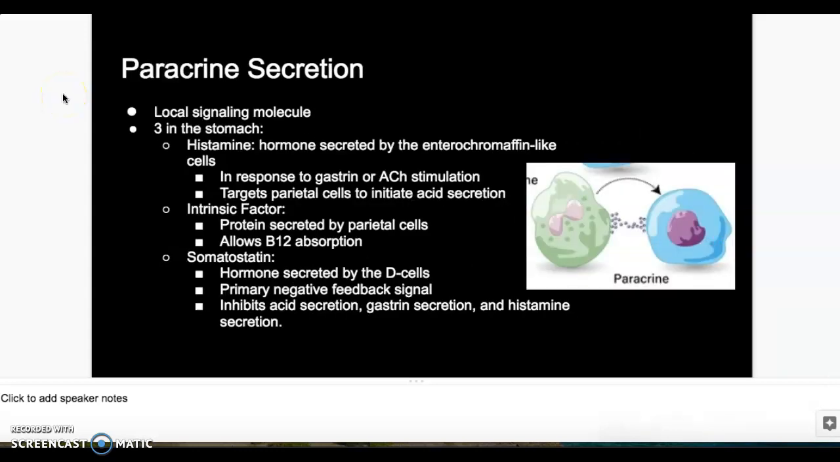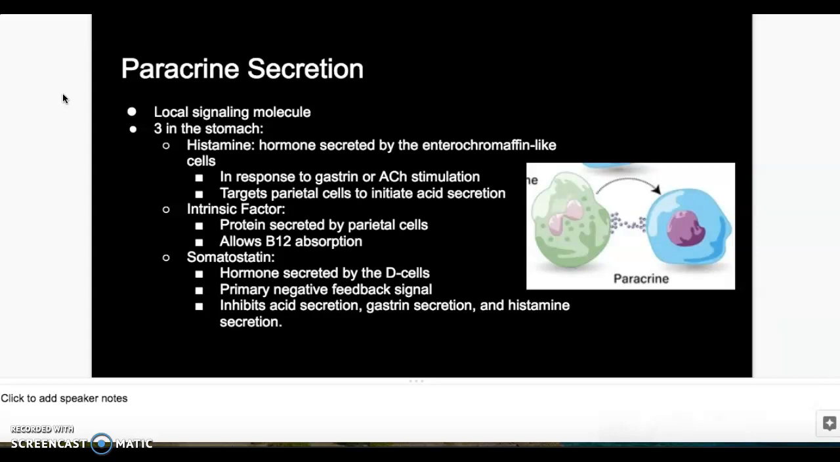The last category of secretions I'm going to talk about are the paracrine secretions. As we've learned in previous units, paracrine secretion is a secretion that occurs locally, and then it will also act on a target that is local. So it is considered a local signaling molecule. There are three main paracrine secretions that occur in the stomach. We have histamine, intrinsic factor, and somatostatin.